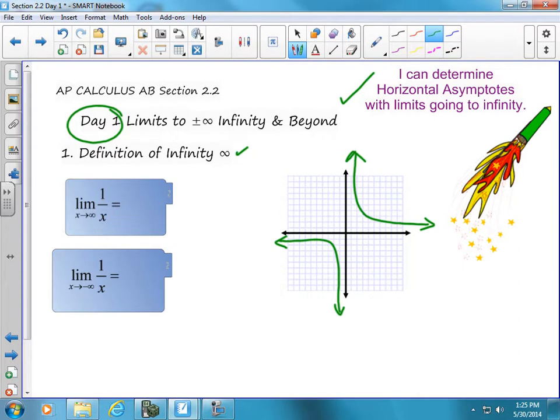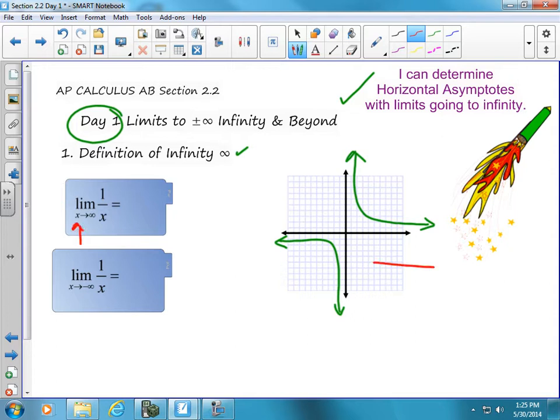So let's look at the limit as x goes to infinity. These are very similar to end behavior models, and so you can kind of look at them like that. We'll talk more about end behavior models on day 3 of this section. So let's look at this algebraically and graphically. We have x going to infinity, first of all.